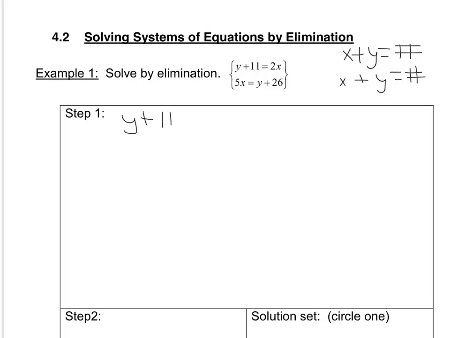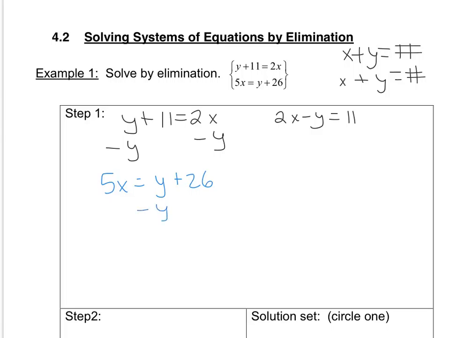as I look at this, subtract the y. So I have 2x minus y equals 11. Now with this one, subtract the y. So I get 5x minus y equals 26. Now what we have to do is line them up.